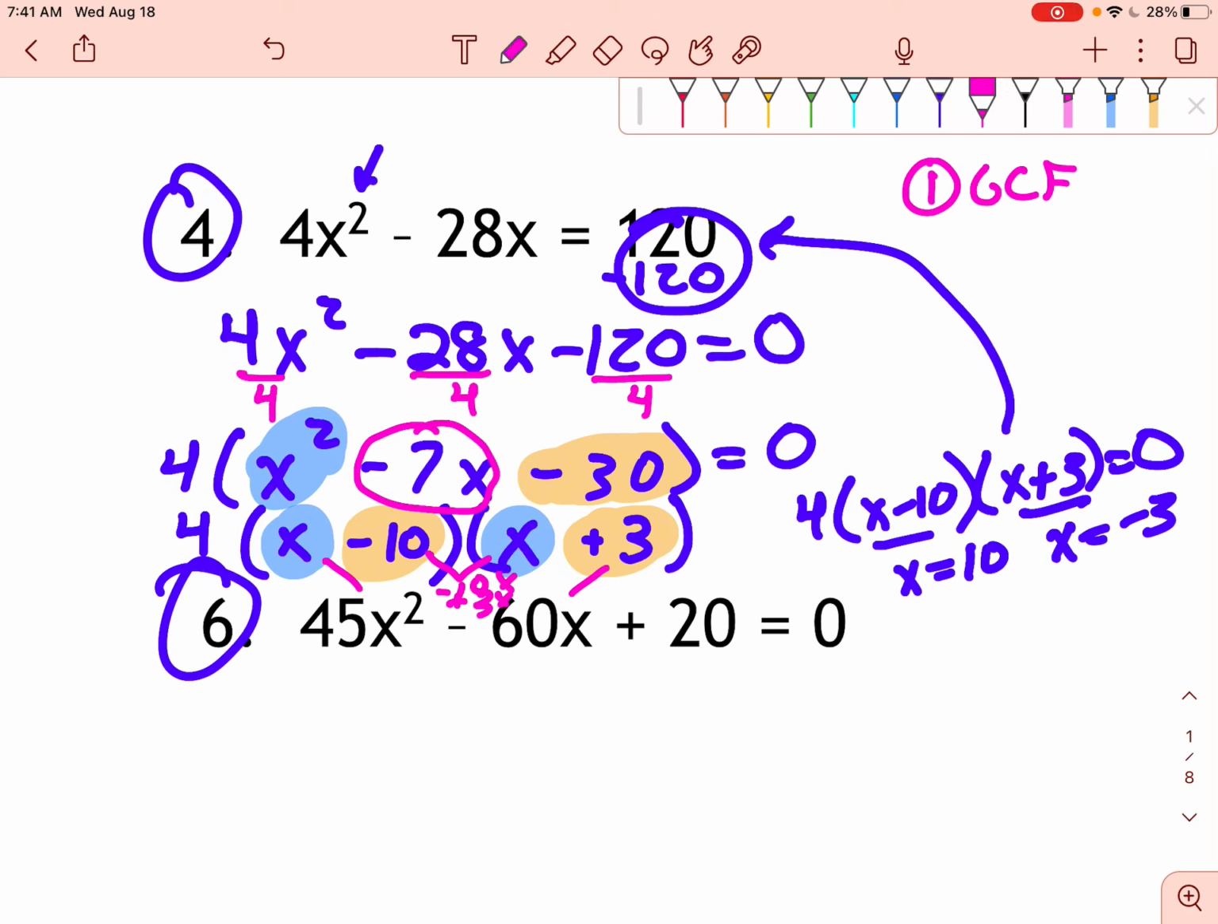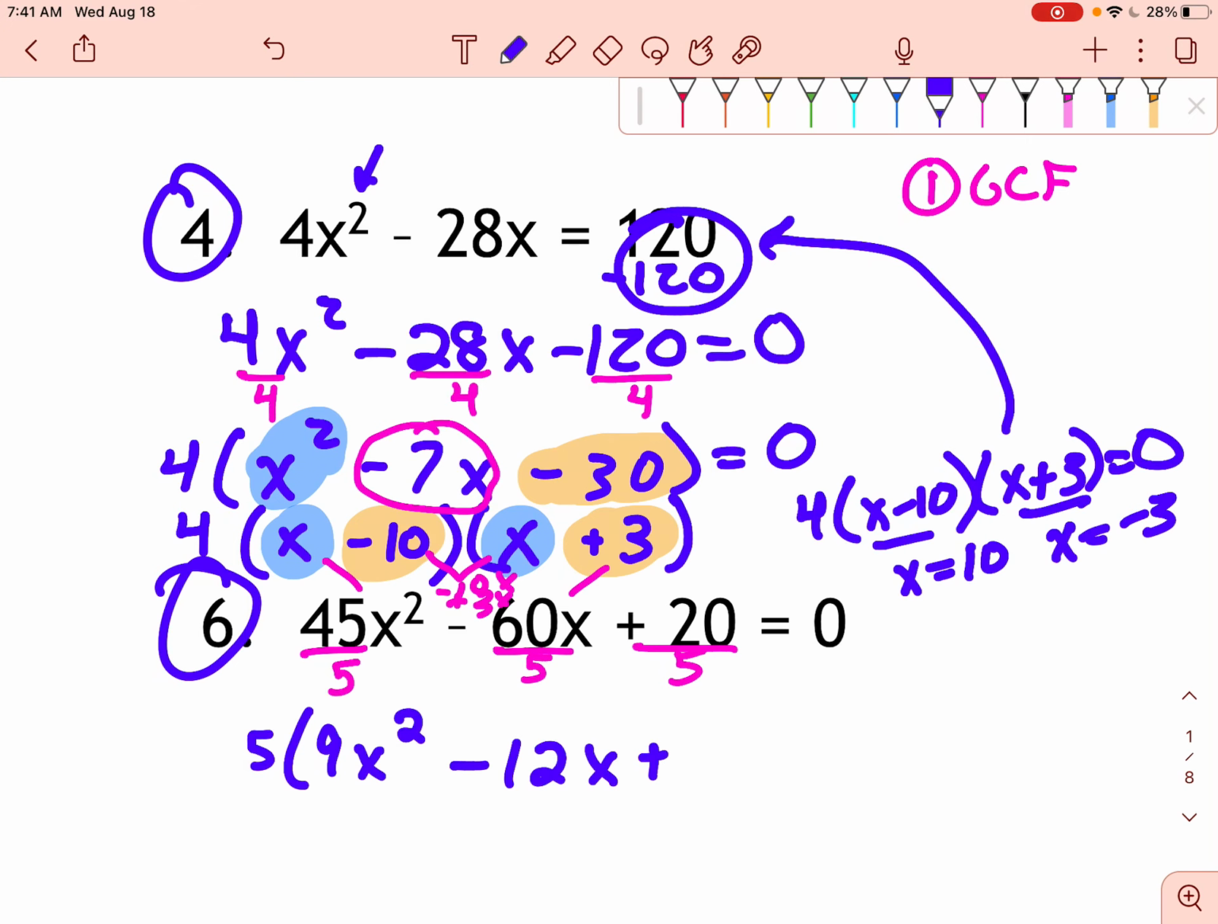Number 6, we're going to start the same way. Let's take out a GCF. I'm looking at these, I see they can each be divided by 5. So we're going to take that 5 out. We're left with 9x squared minus 12x plus 4 equals 0.